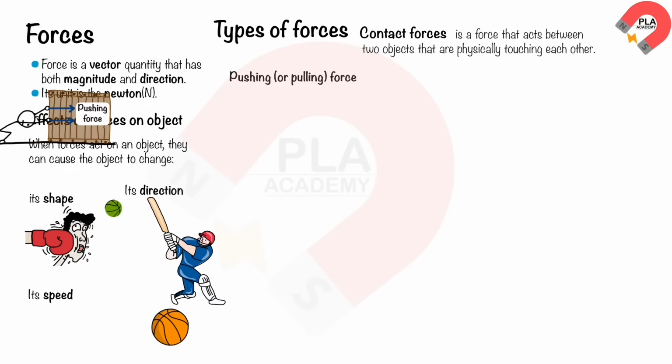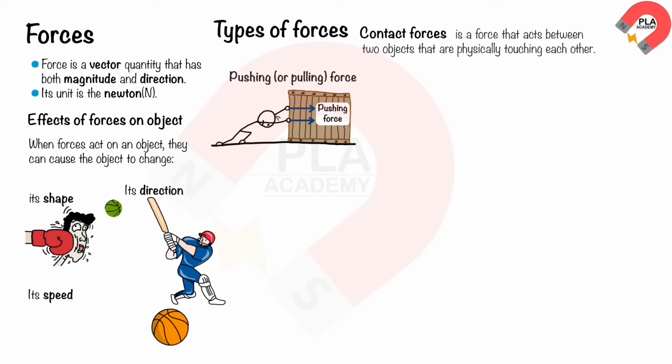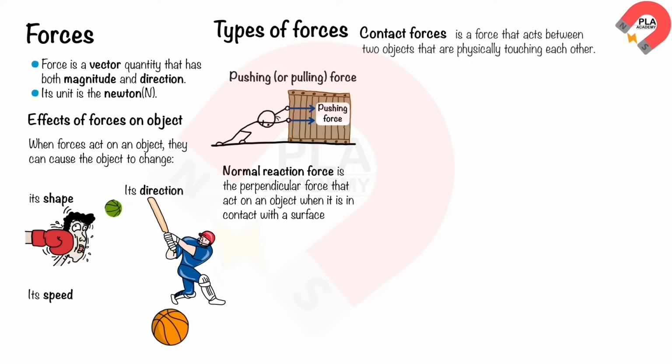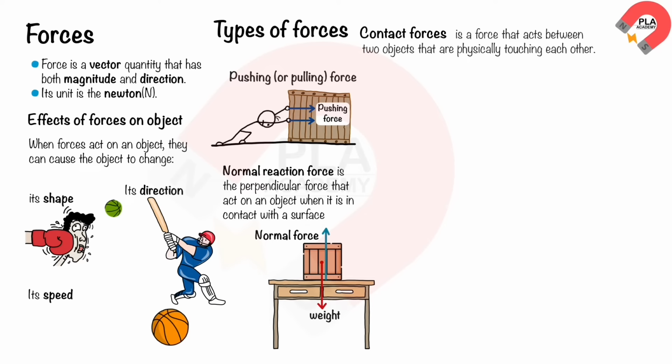When your hand pushes the box, a contact force propels the box forward. This is called the pushing force. Normal reaction force is the perpendicular force that acts on an object when it is in contact with a surface. When you place a box on a table, the table exerts an upward force, the normal force, to hold the box against gravity. Tension is the force in a string, spring, rubber band, or wire when it is stretched or compressed.